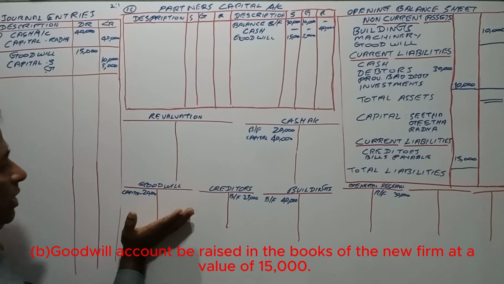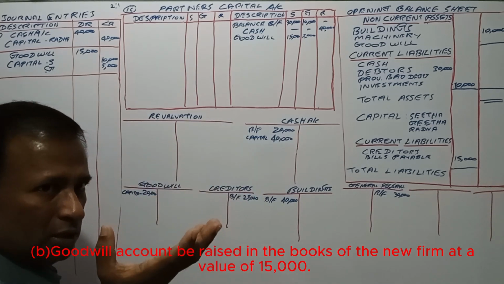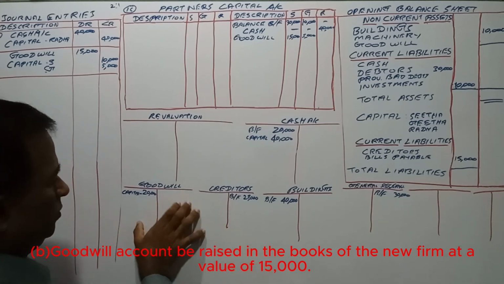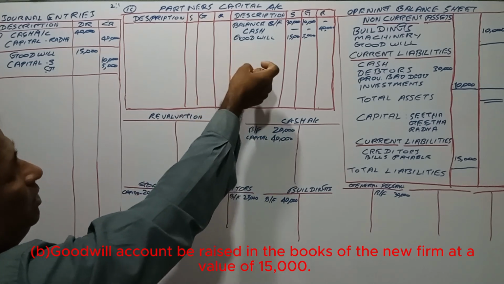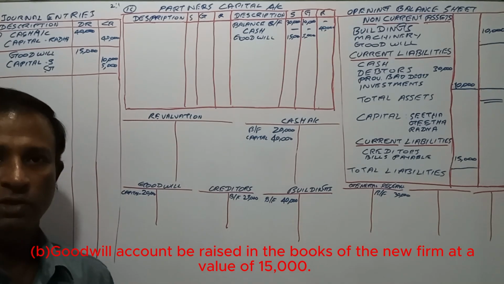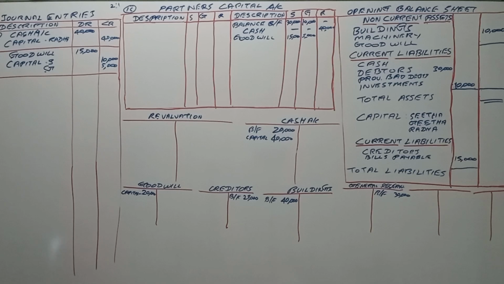Because we are creating a goodwill, goodwill account is debited. We want to show the goodwill in our books of accounts. Goodwill is an asset. So debited to goodwill and credited to the old partners' capital accounts according to the old profit sharing ratio, right? And the third one is trade creditors reduced by 2000.